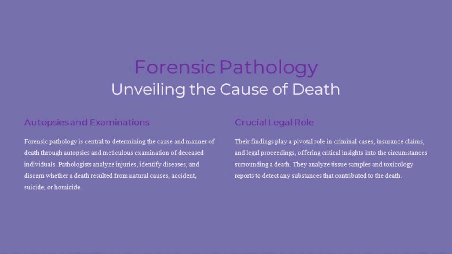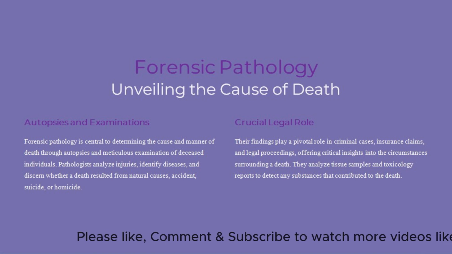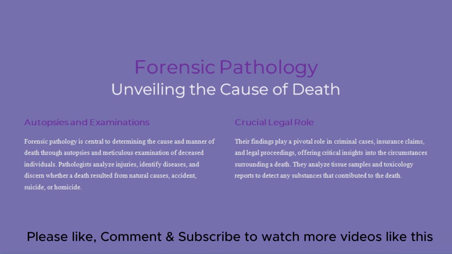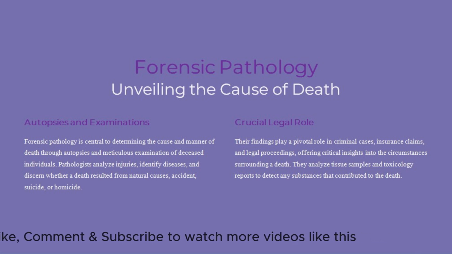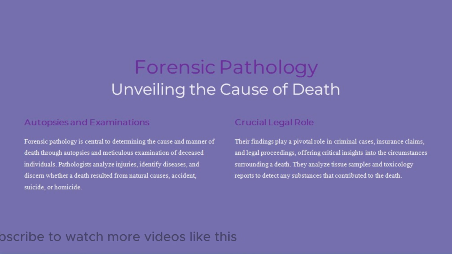They also analyze tissue samples and toxicology reports to detect any substances that may have contributed to death. Forensic pathology is central to determining the cause and manner of death through autopsies and meticulous examination of deceased individuals. Pathologists analyze injuries, identify diseases, and discern whether a death resulted from natural causes, accident, suicide, or homicide. Next is its crucial legal role. Their findings play a pivotal role in criminal cases, insurance claims, and legal proceedings, offering critical insights into the circumstances surrounding a death. They analyze tissue samples and toxicology reports to detect any substances that contributed to the death.